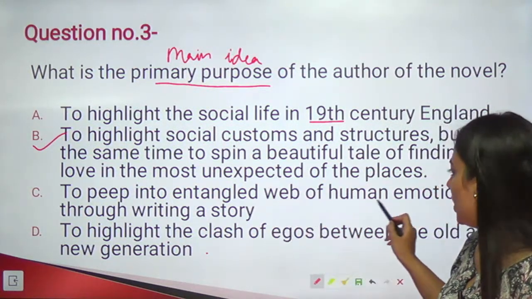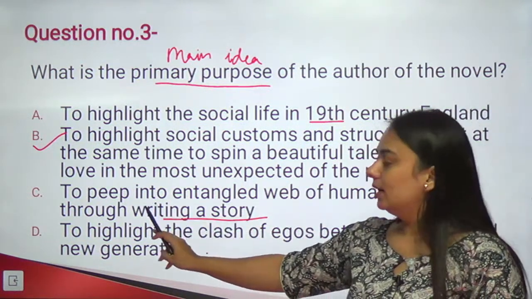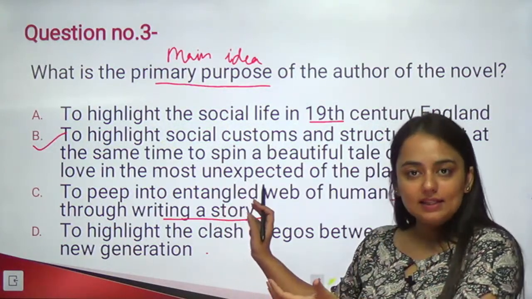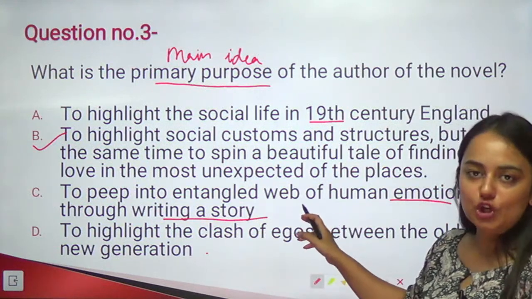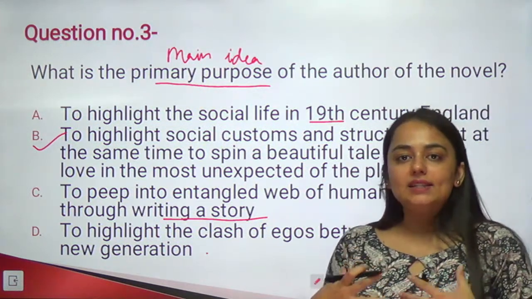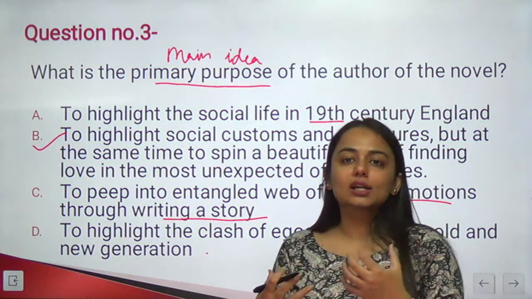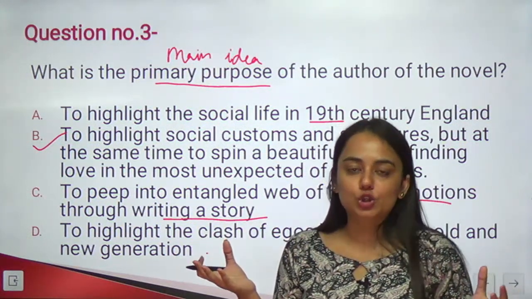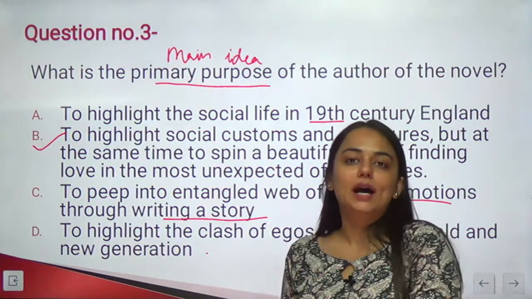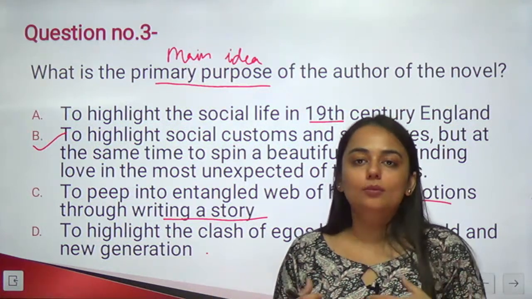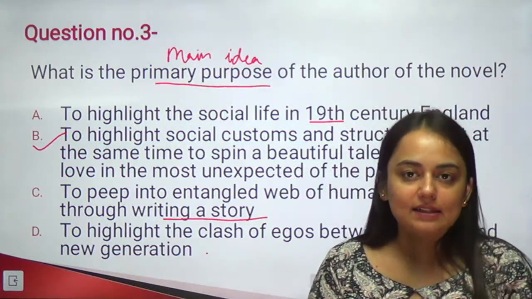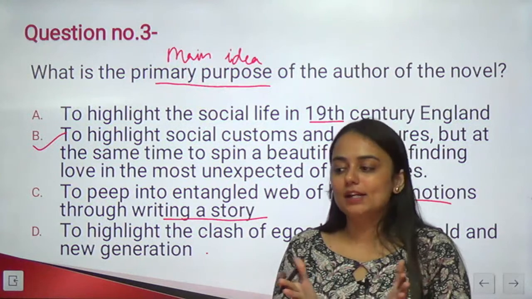To peep into the entangled web of human emotion is a very general one. It's not mentioning the societal pressure that people have on them, especially in 19th century England. So it's incomplete and very general. To highlight the clash of egos between the old and the new generation. As such, there was no clash between the egos. They did not have any animosity, the new generation and the old generation. It's just that the elders felt it was their prerogative that they should be guiding these young ones, or doing the matchmaking for them. But eventually they see for themselves, Darcy and Elizabeth, and they take the essential step of marrying each other.